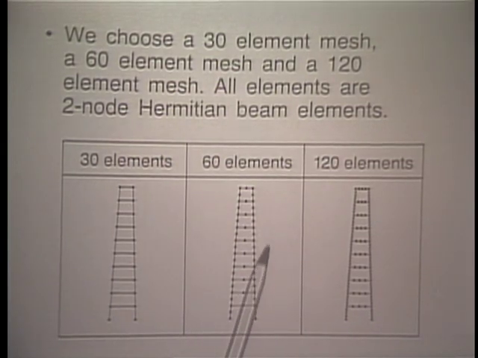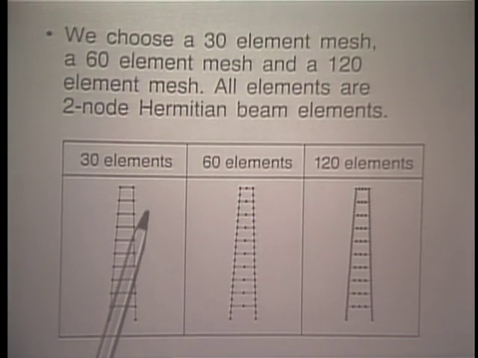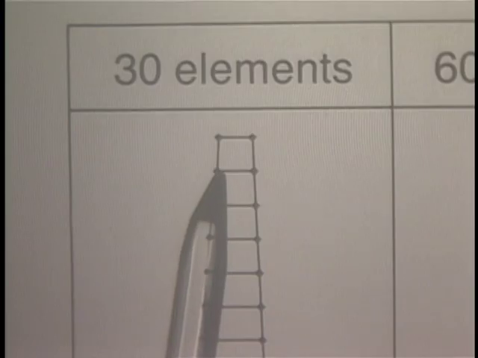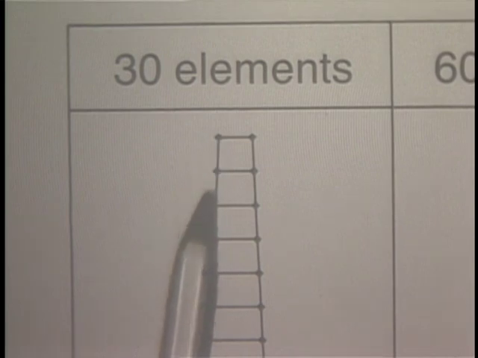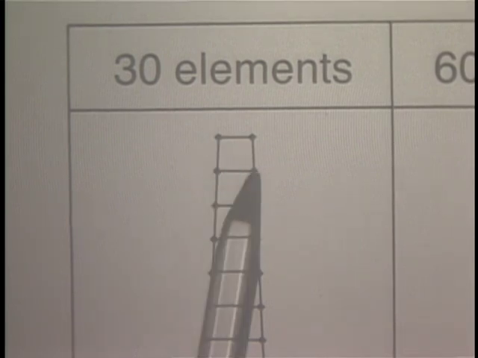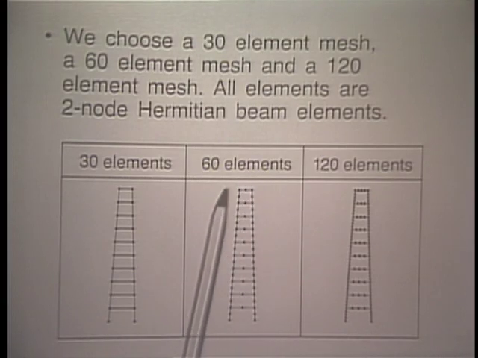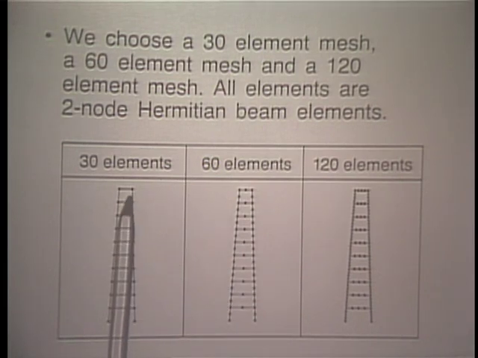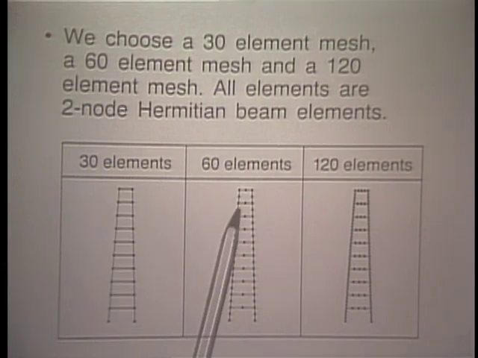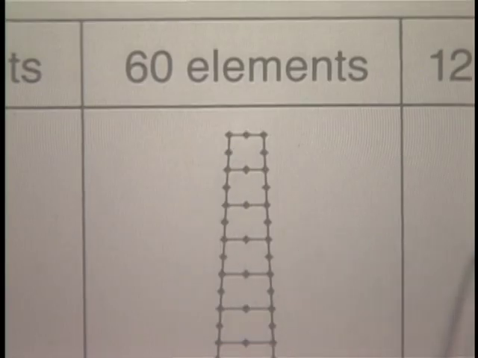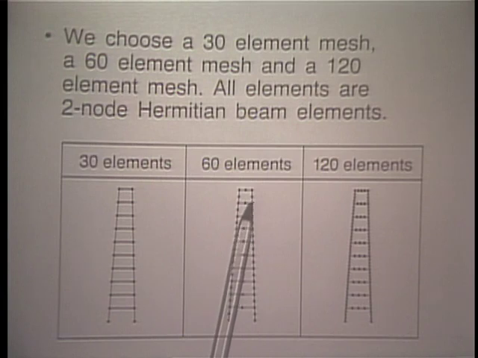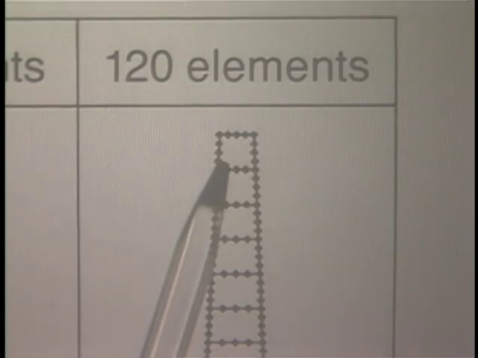And we do so by establishing three meshes that are shown here. Here we have a 30-element mesh. Notice that one element spans from the bottom of a floor to the top of the floor and across from one column to the other. A 60-element mesh in which we simply have subdivided each element here in this more coarse mesh into two elements. And a 120-element mesh in which we again have taken one element here and represented it as two elements.